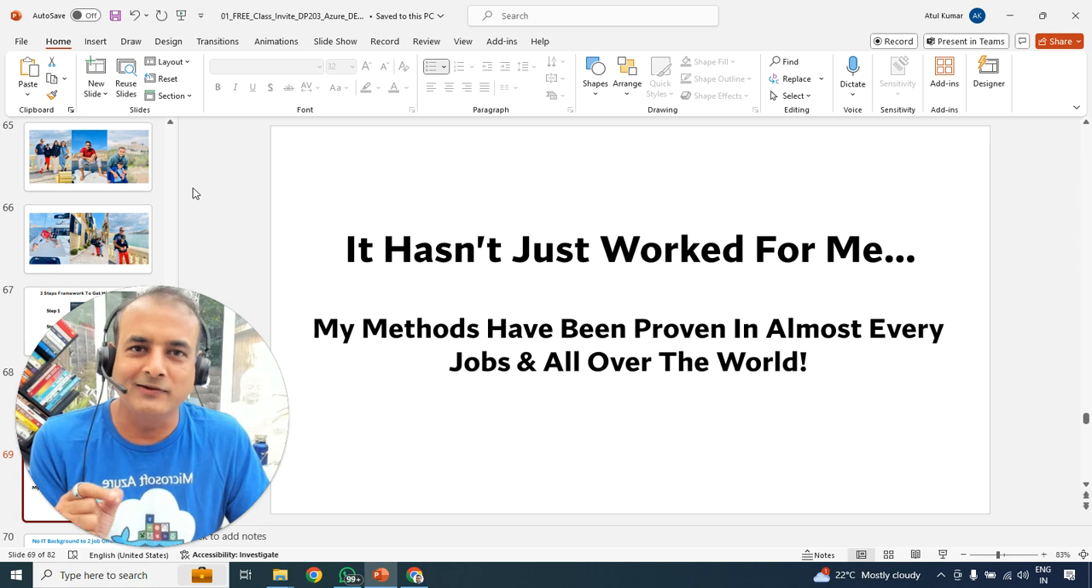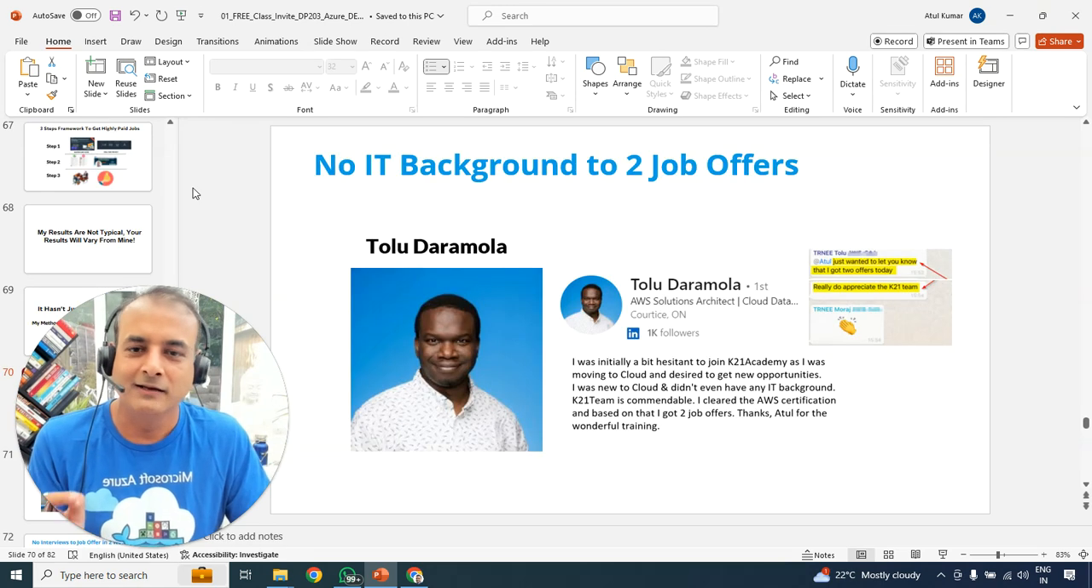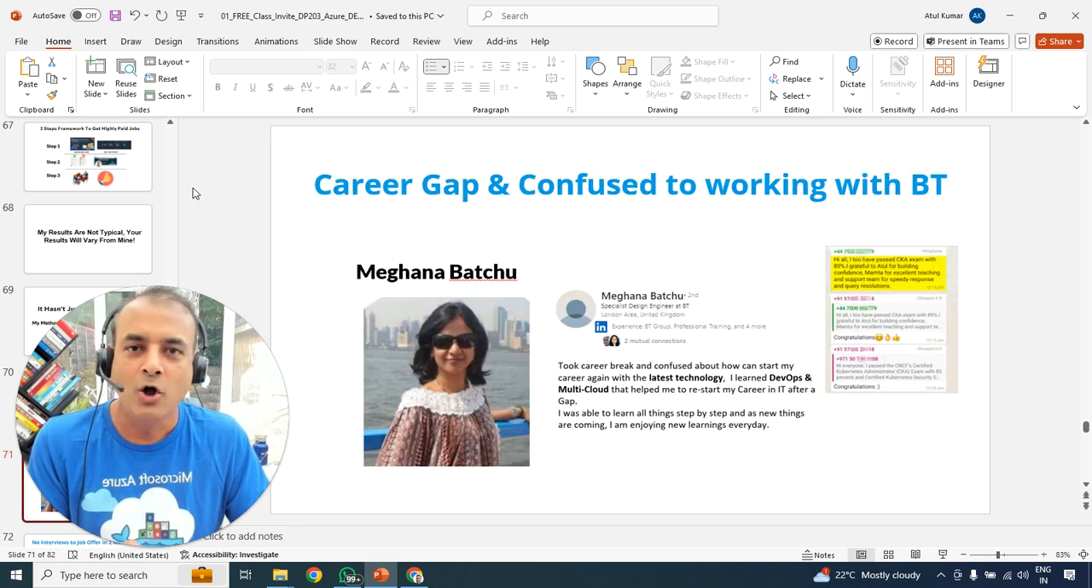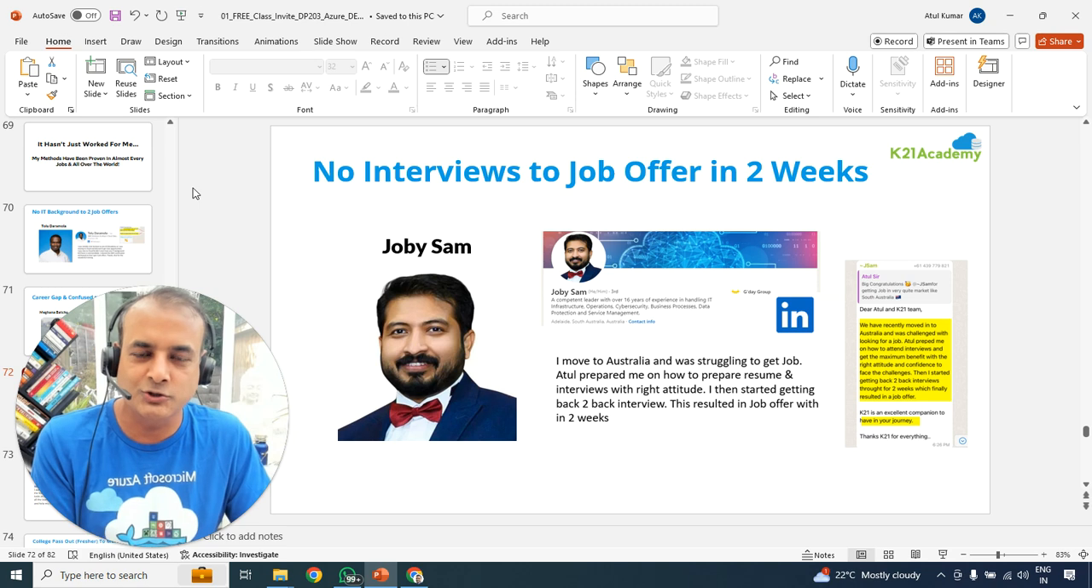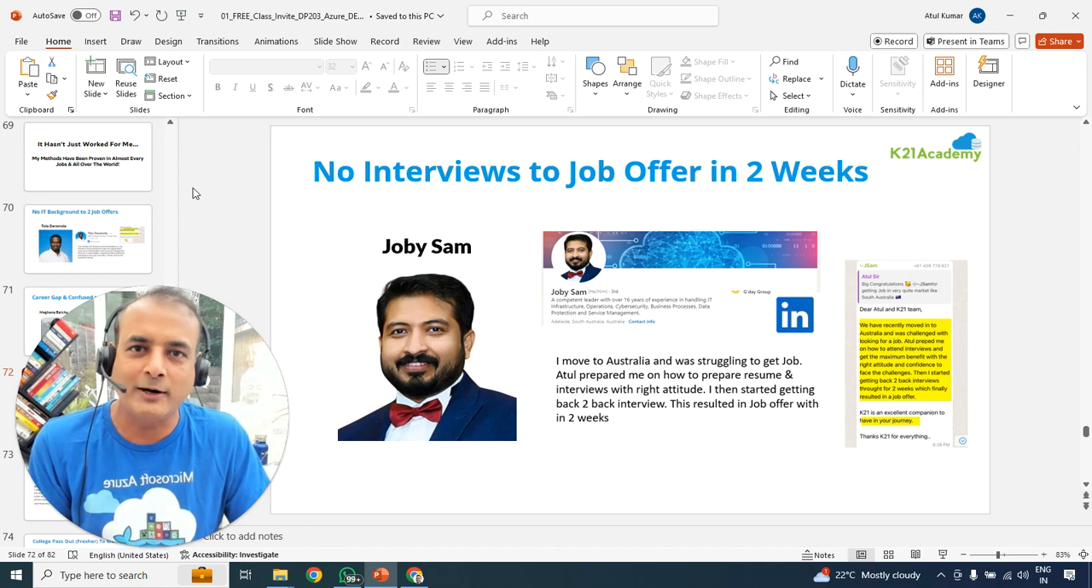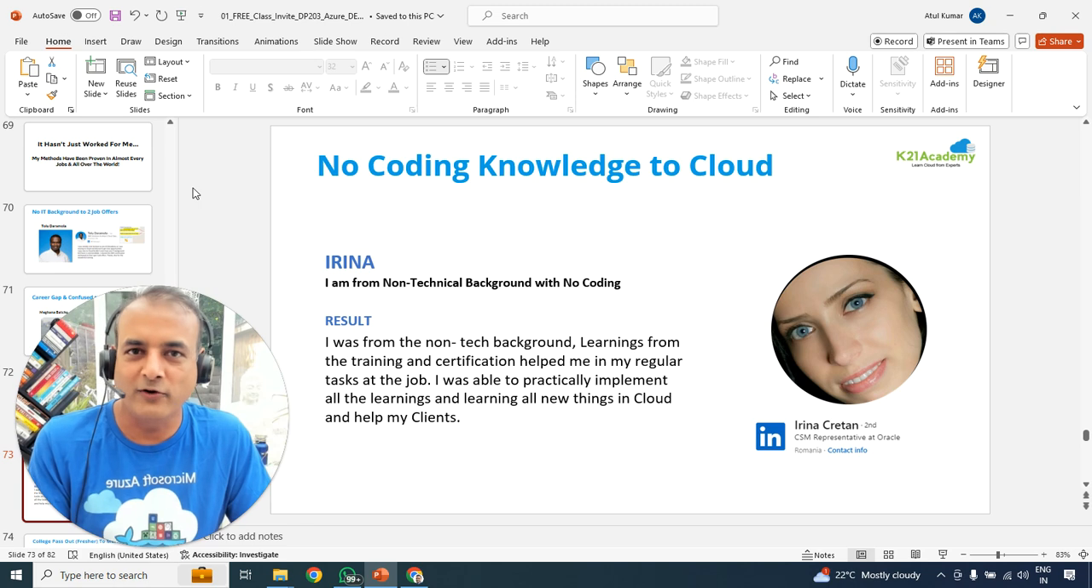Why am I saying so confidently? Because it has not worked just for me, but for hundreds and hundreds, in fact thousands, of Indians like you across the globe. Be it Tolu, no IT background, to getting two job offers, now working and helping his clients as well. Or someone like Meghna, with a career break of 5 or 6 years, confused, not sure which line to pick, to now working with British Telecom as a senior DevOps engineer on cloud and other things as well. Also someone like Joby, who was working on a senior leadership team, moved from US to Southern Australia, struggling to get a job, not even interview calls, to back-to-back interview calls and getting a job within 2 weeks as well. Or someone like Irina from Romania, no idea about coding, moving and learning things on cloud as well.